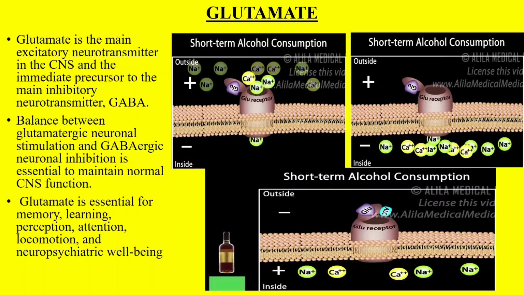It attaches to the glutamate receptors and it blocks the pathway. It closes the pathway, it reduces the influx of sodium and calcium into the neuron, and thus it inhibits the excitatory effect of glutamate. So this is the mechanism of action of alcohol at the neurotransmitter level.